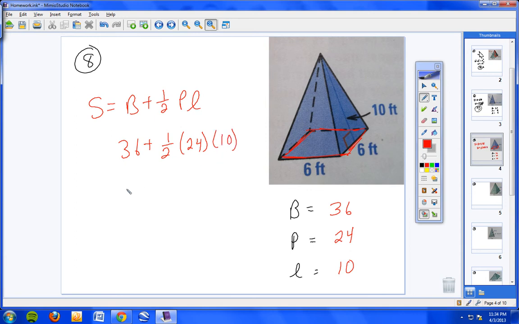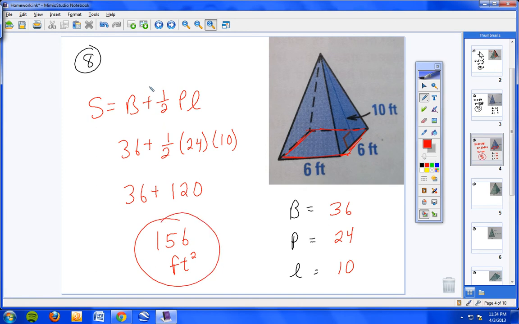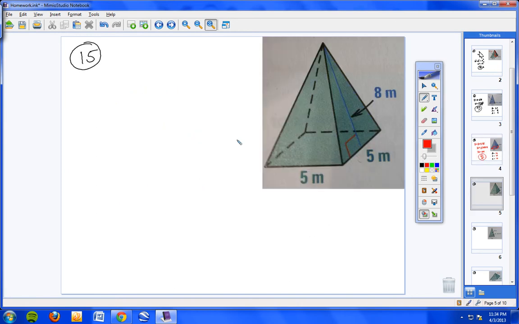So if you multiply, bring down your 36. If you multiply these 3 numbers together, you will get 120. And then 36 plus 120 would be 156 square feet. 156 square feet. And that's number 8. Let's move on now to number 15.